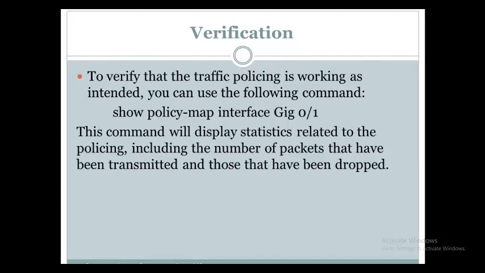You just see the status under the interface because you bind the QoS on the interface only. Show policy map and then you put the interface name. Do you have any question on traffic policing?